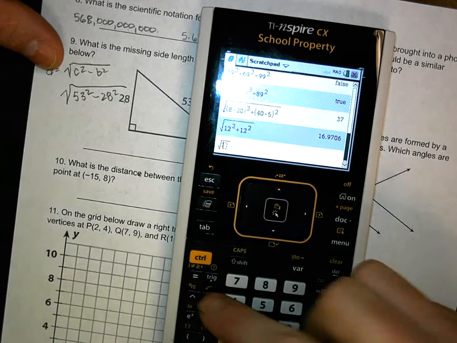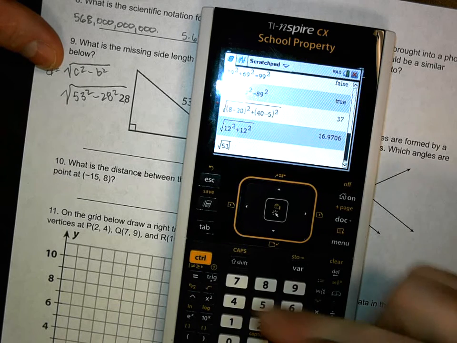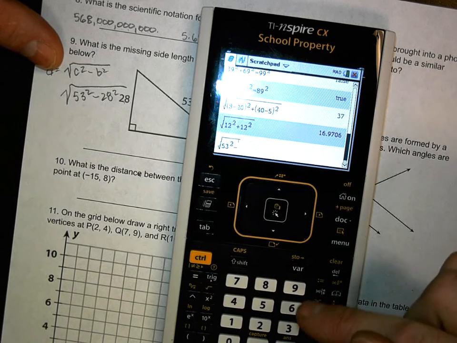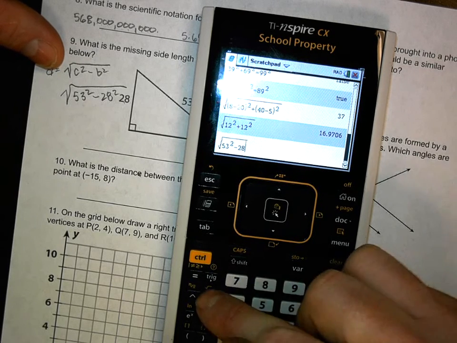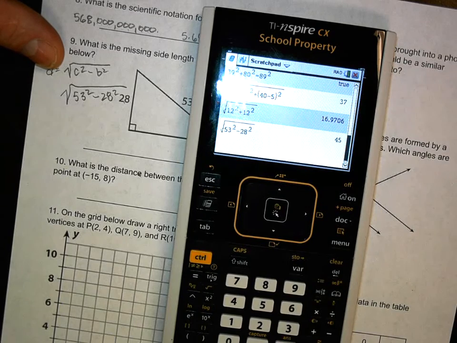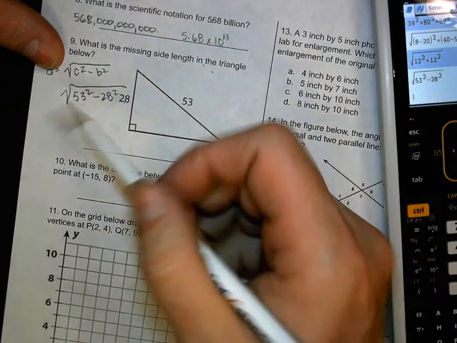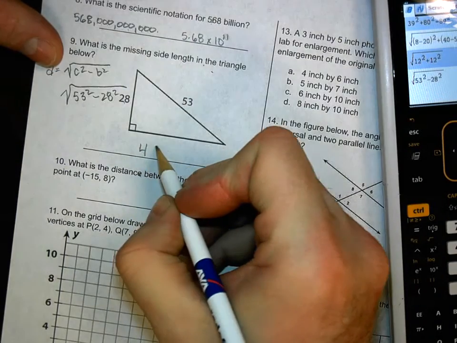Square root of 53 squared minus 28 squared. Hit enter. I got a perfect 45. I love it when things work out perfectly. So the missing length is 45.